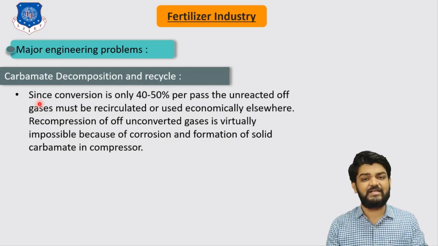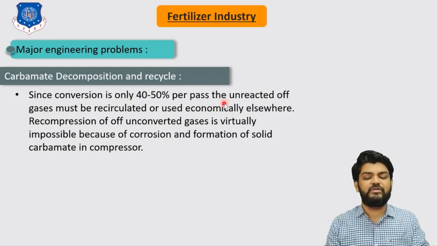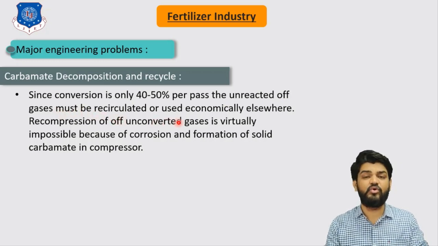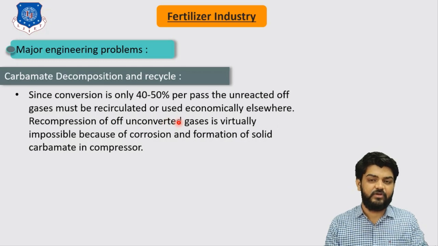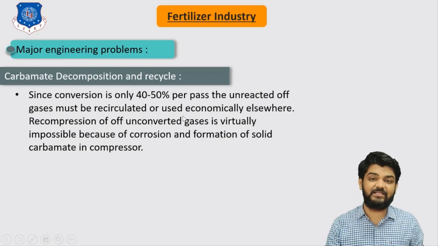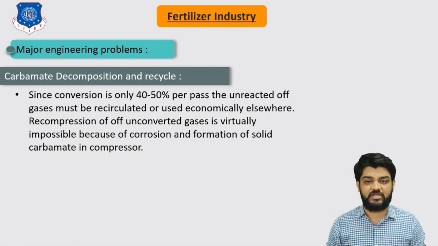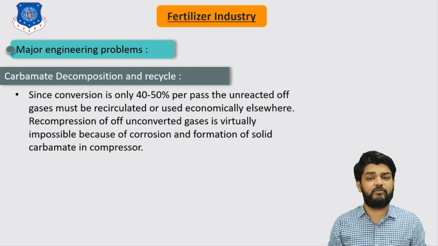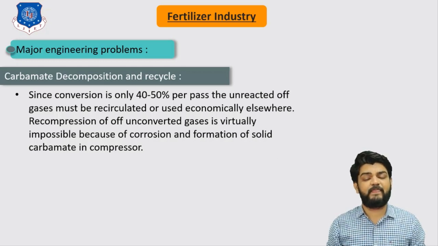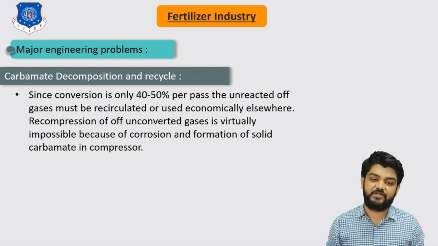Since a conversion of only 40 to 50% per pass can be achieved with this type of system, the unreacted gases must be recycled, or we can say recirculated, for economic purposes. If we do not recycle or recover this unconverted reactant, then this process will be extremely costly. So in order to reduce the cost of the process, we always have to recycle back or recirculate this unreacted reactant in order to achieve higher yield.